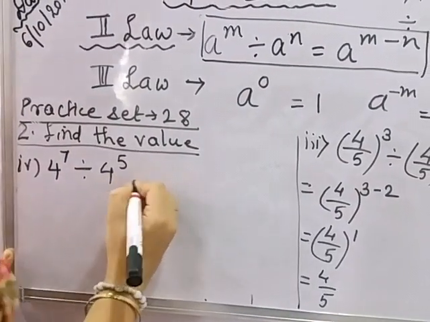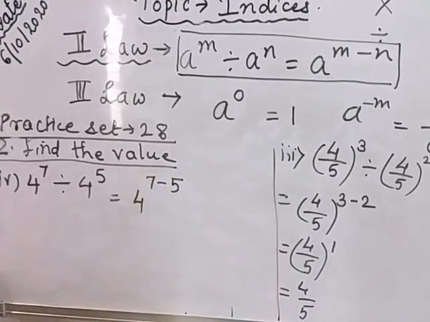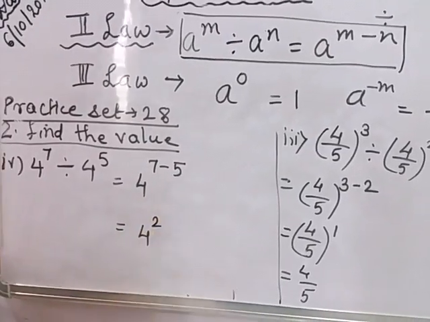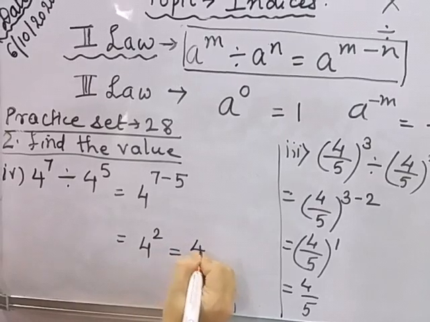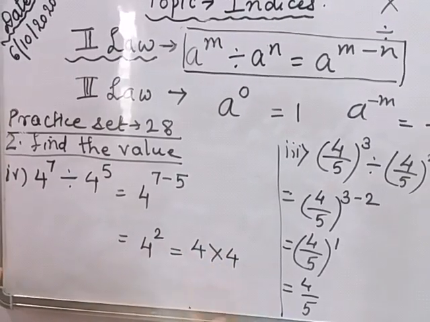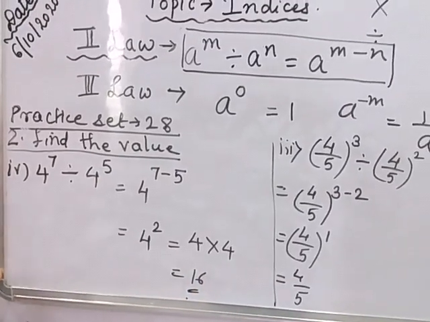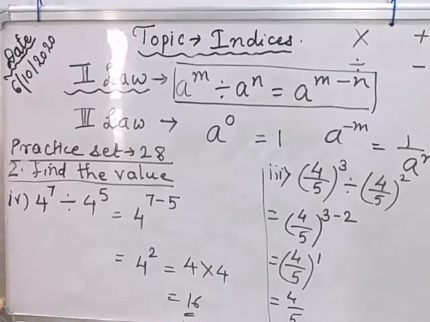Okay, use the law of indices over here. 4, and here it is 7 minus 5. What is the answer? 2. That means 4 square, which means we are writing 4 how many times? 4 into 4. So what is the answer here, student? 16. Okay student, I hope you understand. So whatever remains in this practice set, please complete it. Thank you.